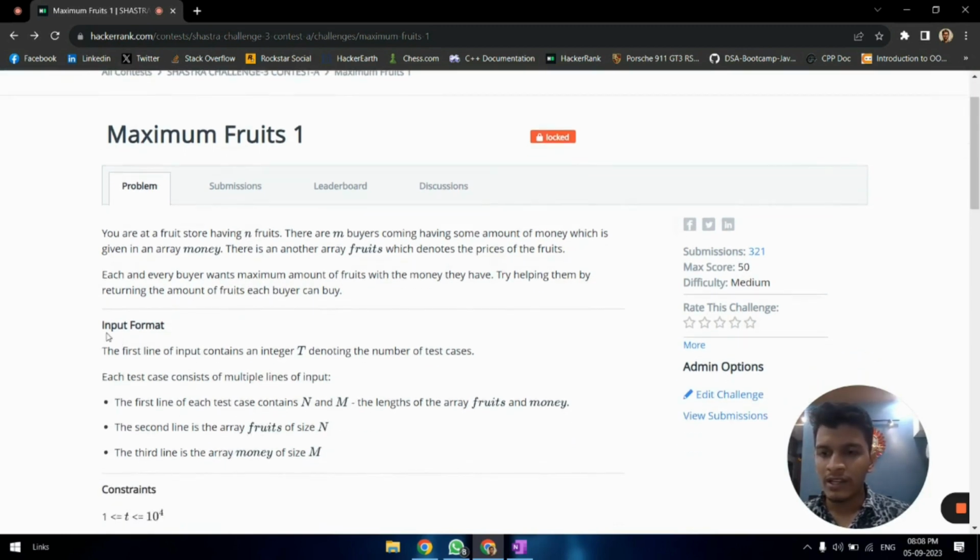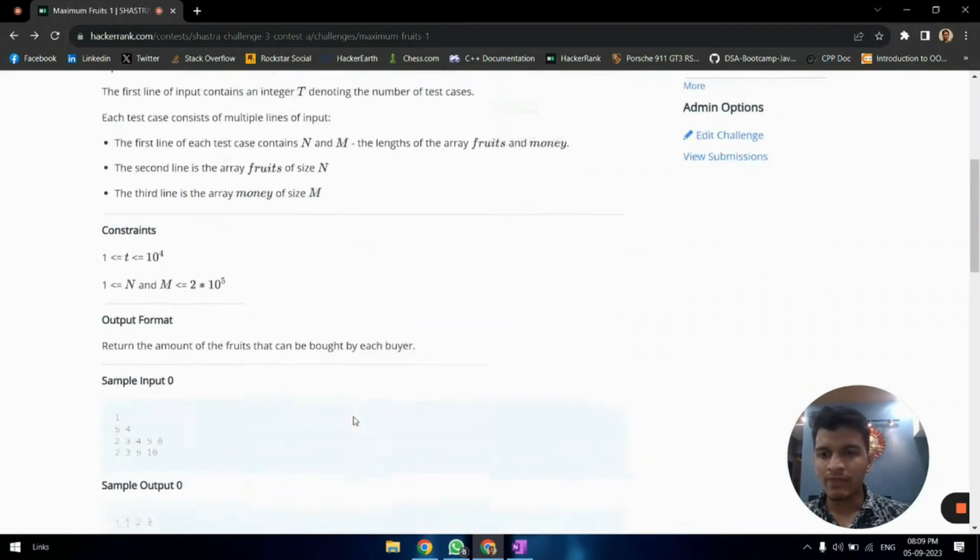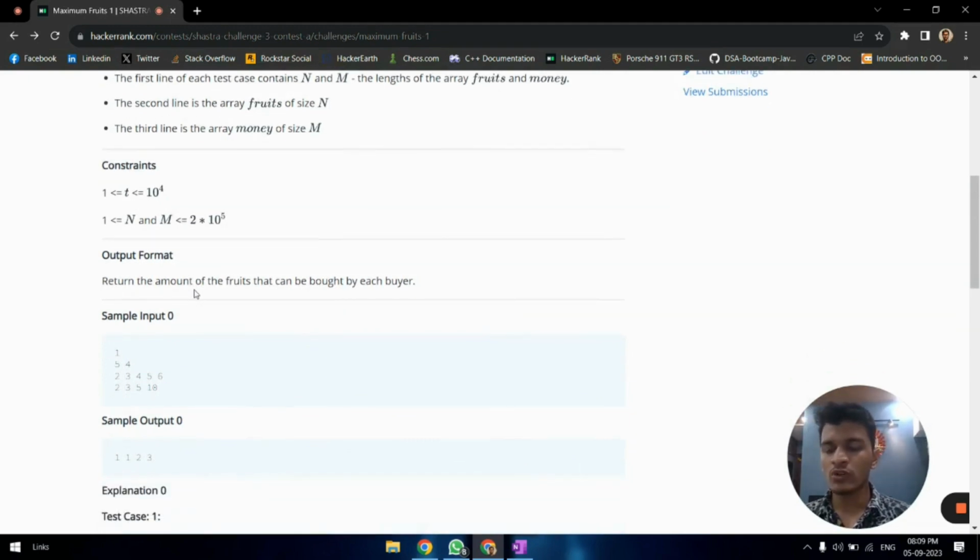The input format is: the first line is the number of test cases. Each test case contains multiple lines of input. The length of the array fruits is given by n and the length of the array money is given by m. The constraints are: test cases is between 1 and 10 to the power 4, n is smaller than 1 and m should be smaller than or equal to 2 into 10 to the power 5. The output should be the amount of fruits that can be bought by each buyer.